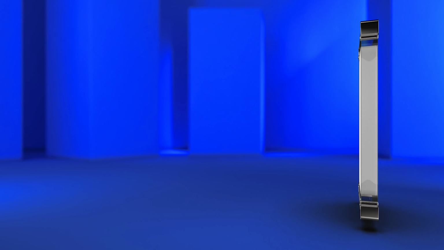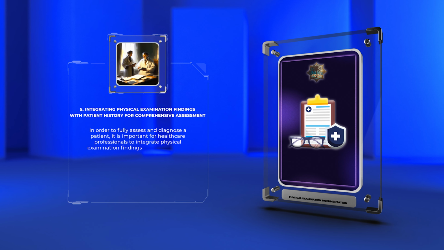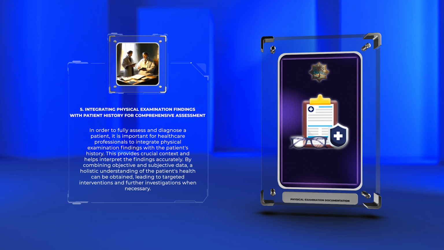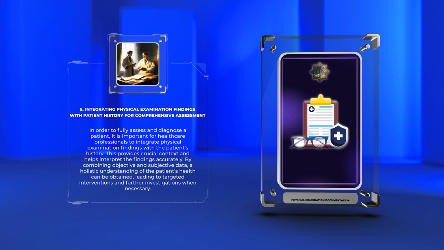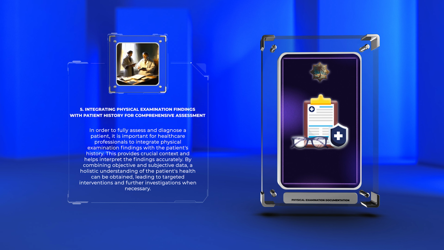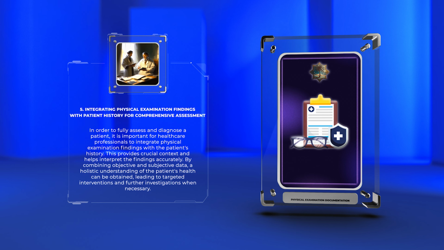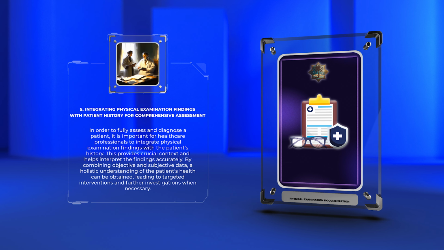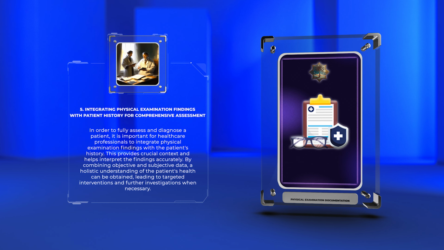In order to fully assess and diagnose a patient, it is important for healthcare professionals to integrate physical examination findings with the patient's history. This provides crucial context and helps interpret the findings accurately. By combining objective and subjective data, a holistic understanding of the patient's health can be obtained, leading to targeted interventions and further investigations when necessary.